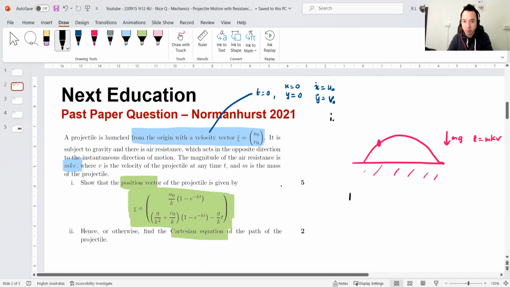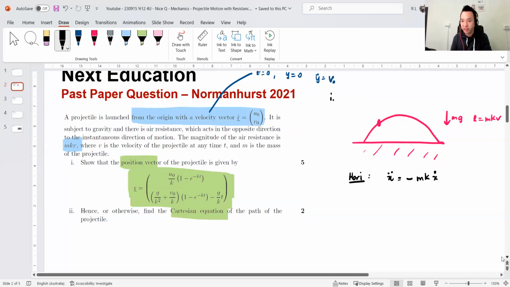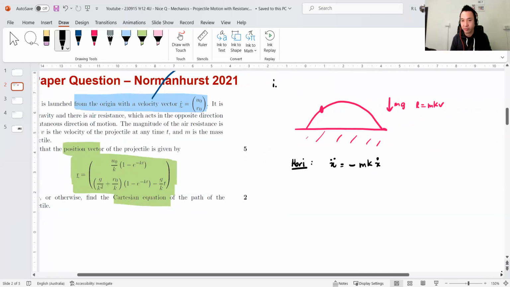So horizontally, we've got x double dot equals minus mkV. Now, maybe we won't use v. Maybe I'll use mk x dot, just to show that it's the velocity in the x direction, because later on we'll have velocity in the y. So in this case, we know that dv dt equals negative mkv.